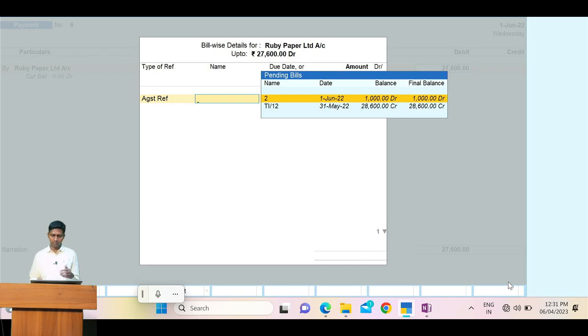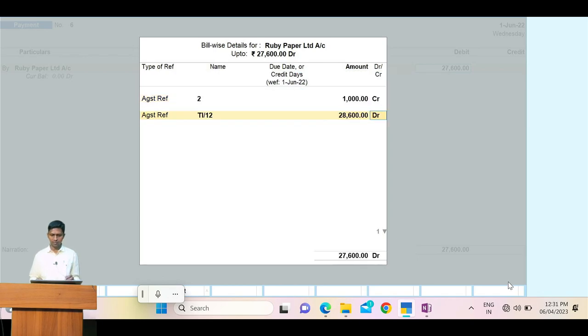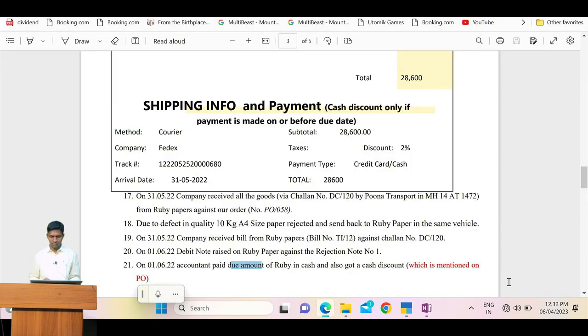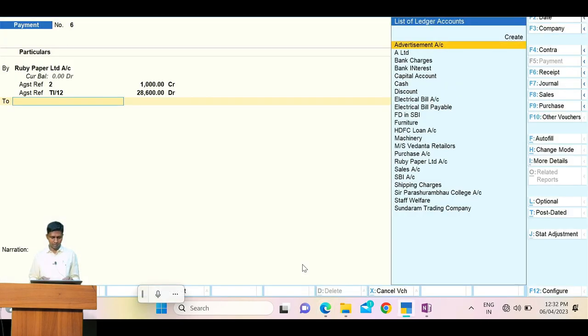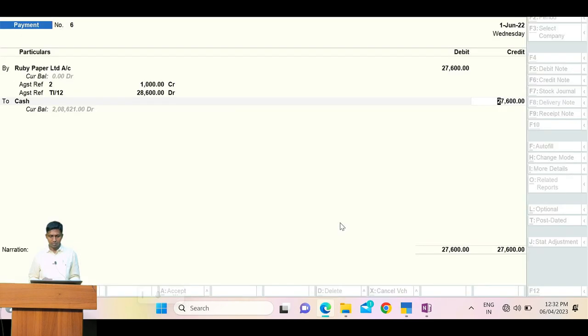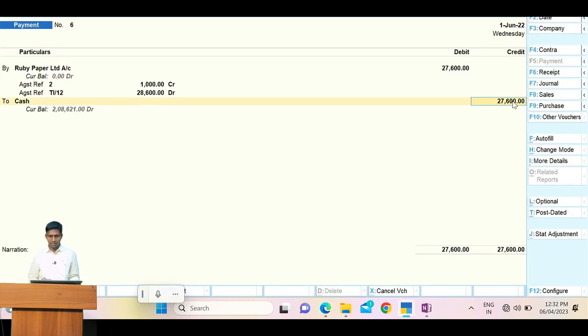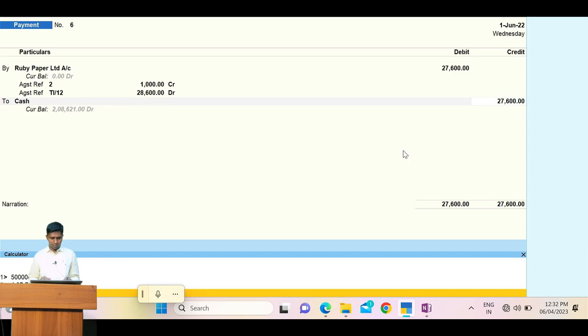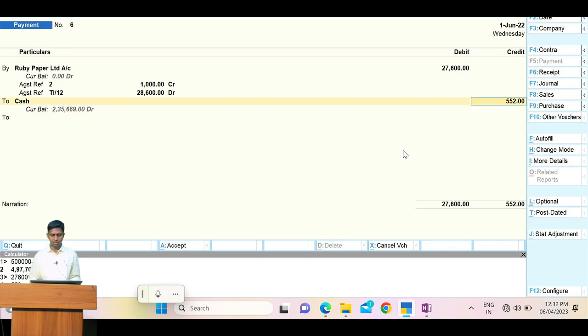And then say here Ruby, and then 27,600 you are paying, against, and then both the references are correct. Just select both the references, enter, and then what in cash we are giving, in cash, say cash, how much we are giving. Yes, mentioned you got the discount as well. How much? 27,600 before discount. That means after discount, 2% discount. Calculate the discount. What? 27,600 into 2%. How much? 552 rupees.